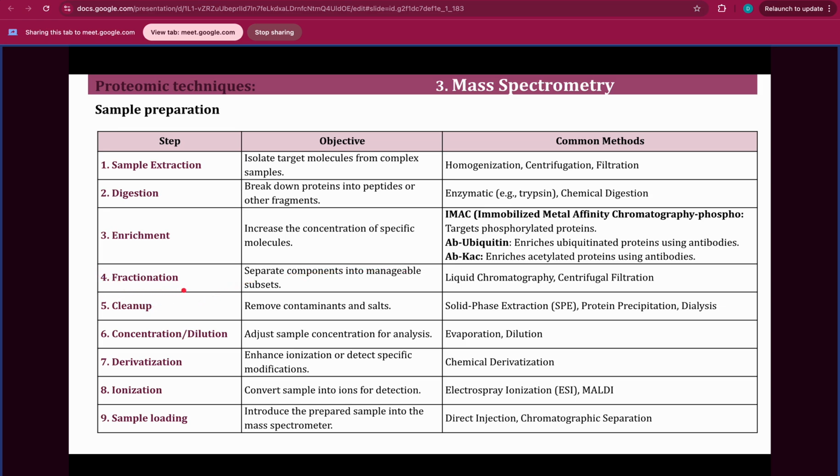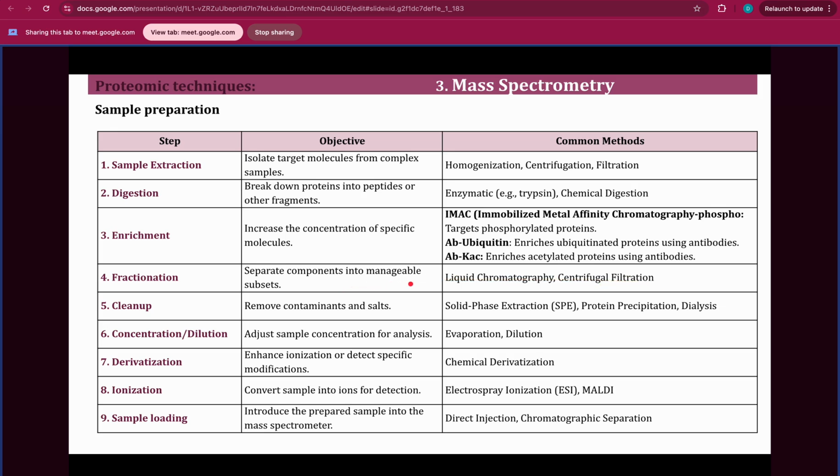Then the step is fractionation, in which we separate those components, because we have multiple peptides present, so we have to convert them into smaller fractions. This fractionation step is done with the help of liquid chromatography, or I can also go for centrifugal filtration.